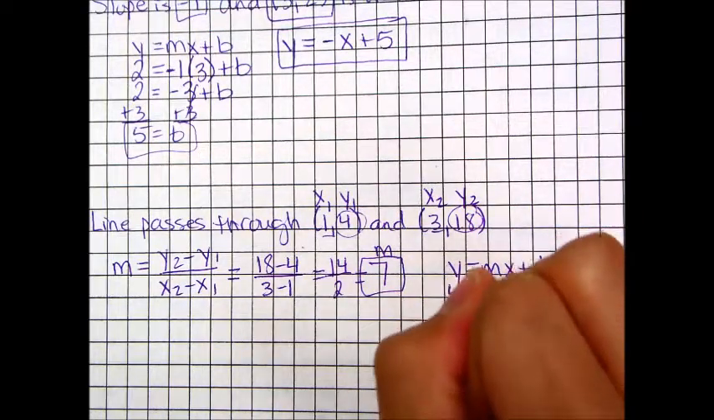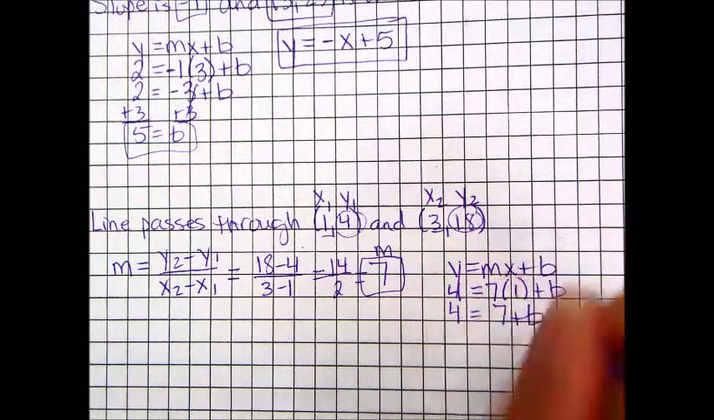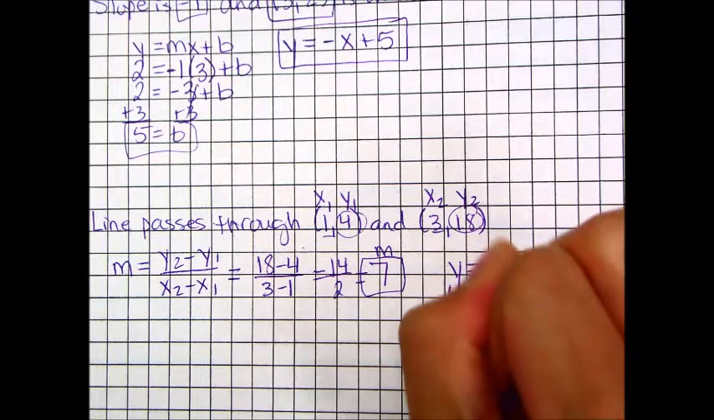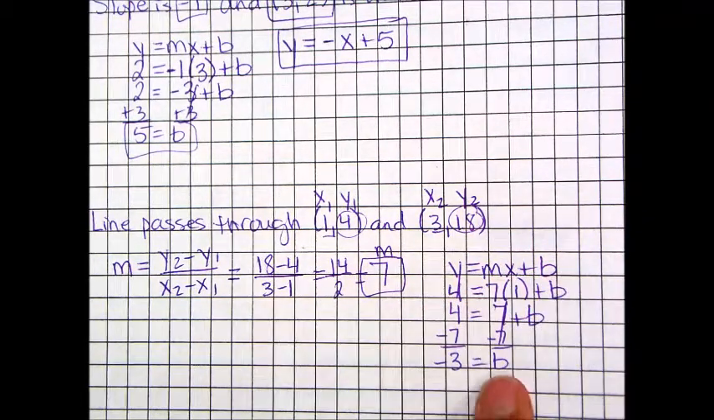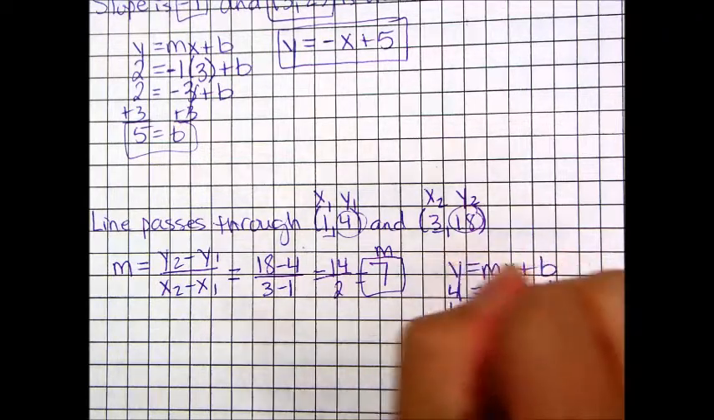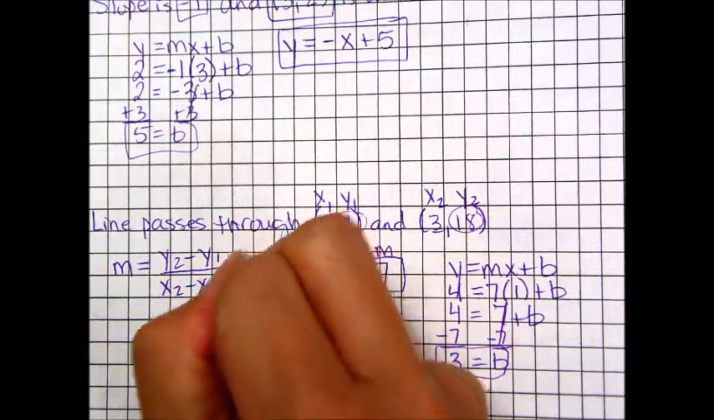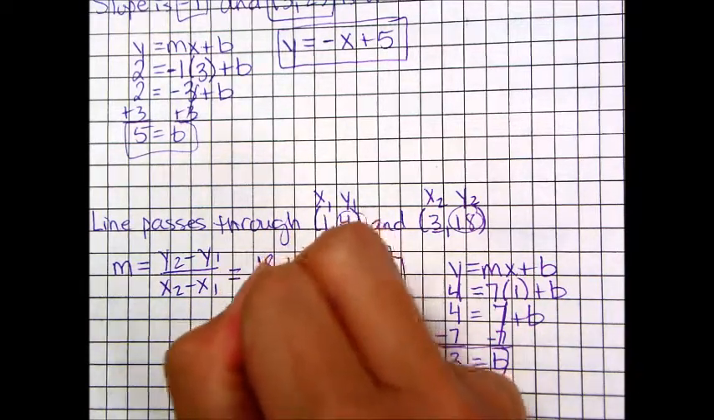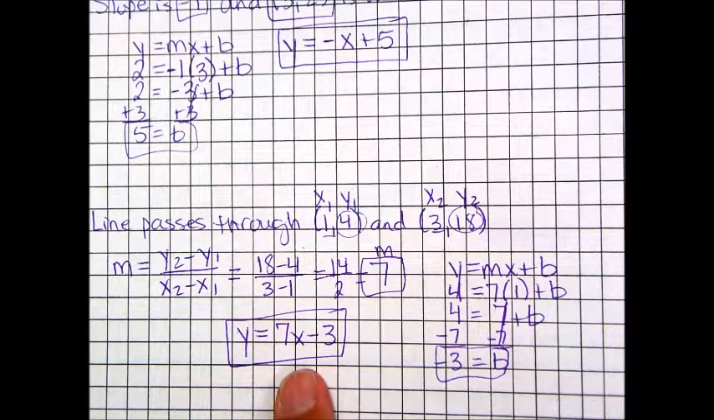So I've got 4 on the left side. 7 times 1 is just 7. And if I want to solve for b, I need to get rid of the 7. So minus 7, minus 7. I'm going to get -3 for b. So there we go. I have an m, I have a b, put it all together. Y equals 7x minus 3. That would be my slope-intercept form.